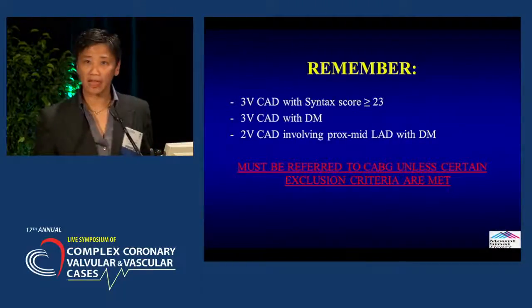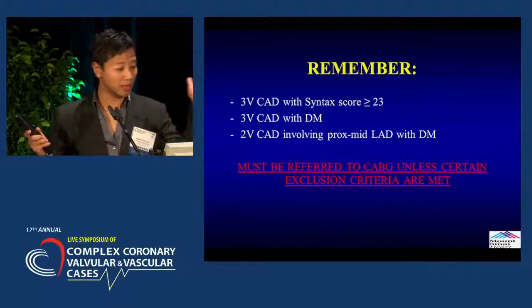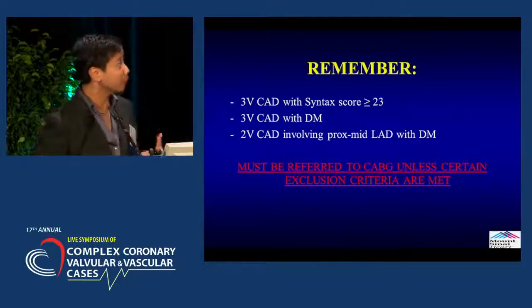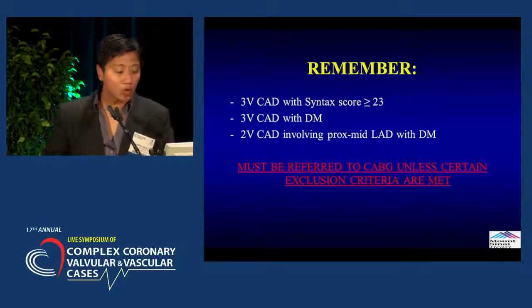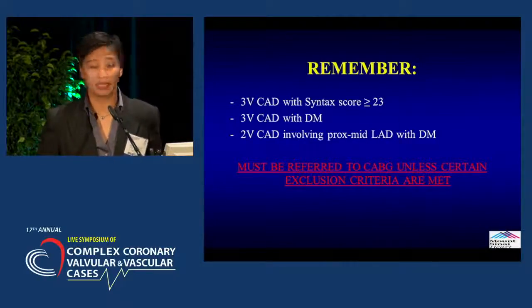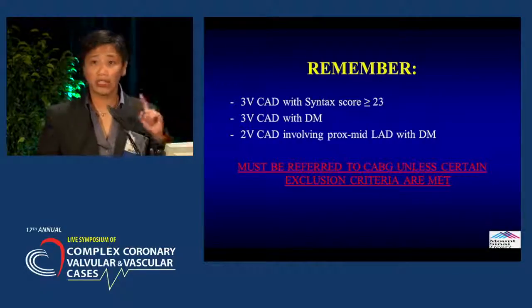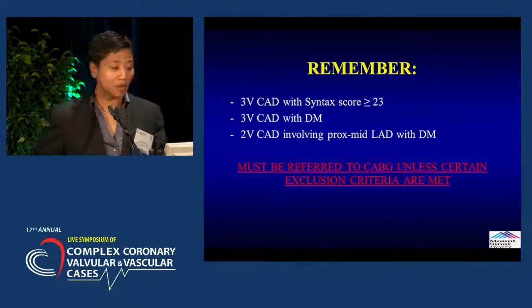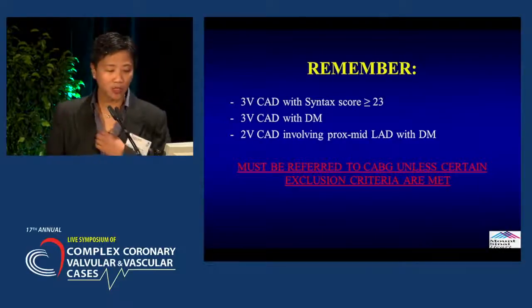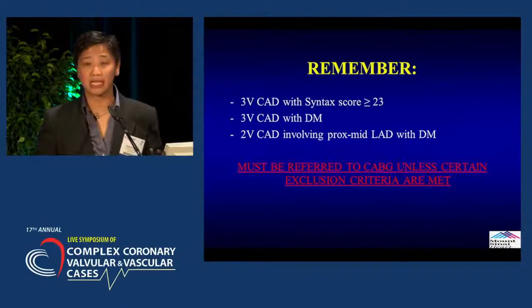So the rule in our Cath Lab, I don't know if it's across the board in different Cath Labs, but for us, 3-vessel CAD with SYNTAX score more than 23, you have to send for bypass, no questions asked. Or 3-vessel CAD with diabetes, whatever the score is, they have to go for bypass. And now 2-vessel CAD involving the proximal to mid LAD with diabetes, bypass.